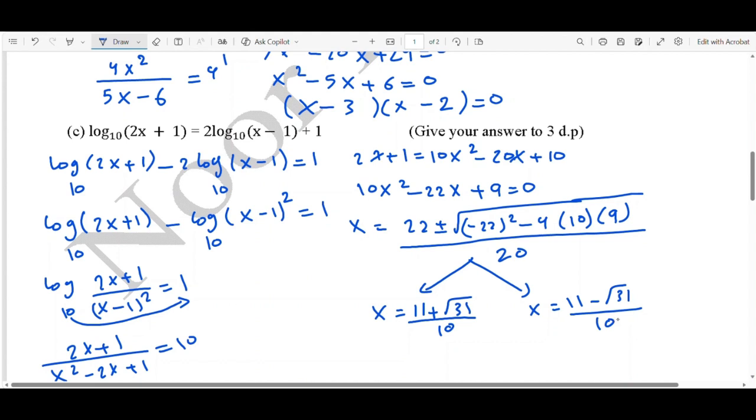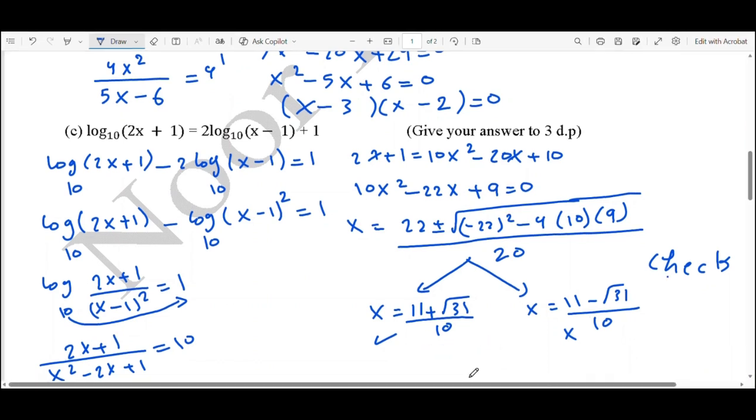Now, as I said, you have to do a check. And after the check, which I'm going to leave for you, you're going to accept the first answer and reject the second one, because the first answer is the correct one, and I have to write it to 3 decimal places. So write it to 3 decimal places. Okay, so the answer for the first one will be 1.657.